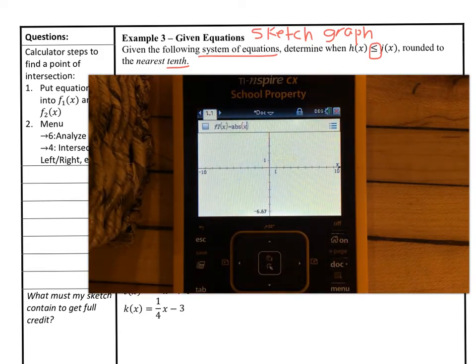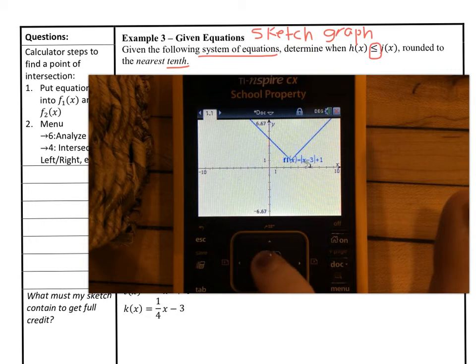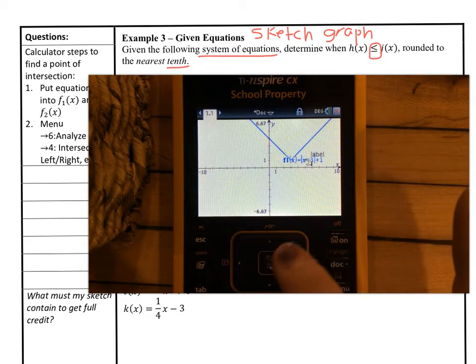So inside the parentheses, we want to type in x minus 3, what's in our notes, and then plus 1 outside of the bars or outside of the parentheses. Hit enter, and that should show that little absolute value graph. Looks like a big check mark or a big V.